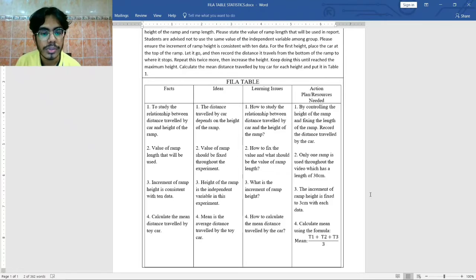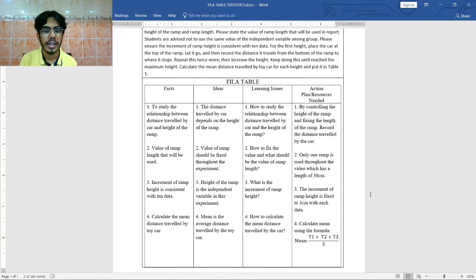For the second fact, we have the value of ramp length that will be used. From the fact, we know that the idea is the value of ramp length should be fixed throughout the experiment. The learning issue we are facing here is how to fix the value and what should be the value of ramp length. So we take action by only using one ramp throughout the experiment, which has a length of 30 centimeters.